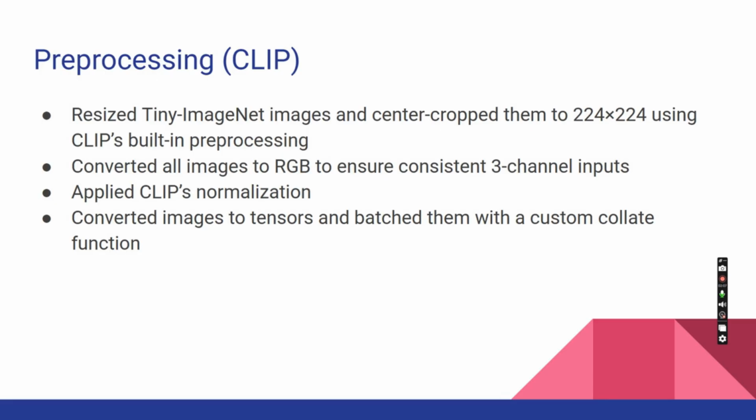The pipeline also applies CLIP-specific normalization values to match the model's expected input distribution. After that, the images are converted into tensors, and then the custom collate function handles the batching, and the data is packaged correctly for training. And that's it for the data and preprocessing.